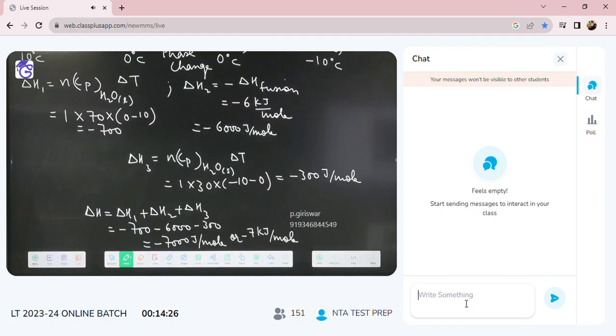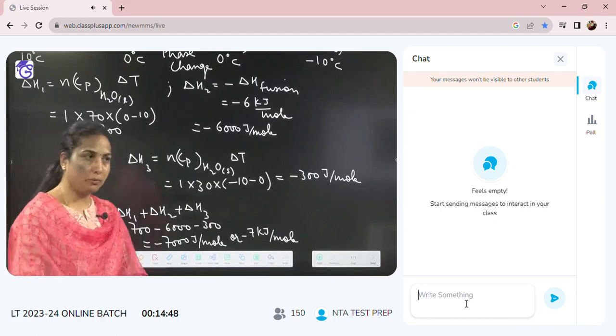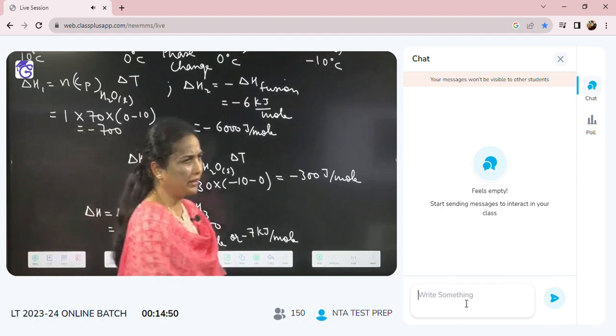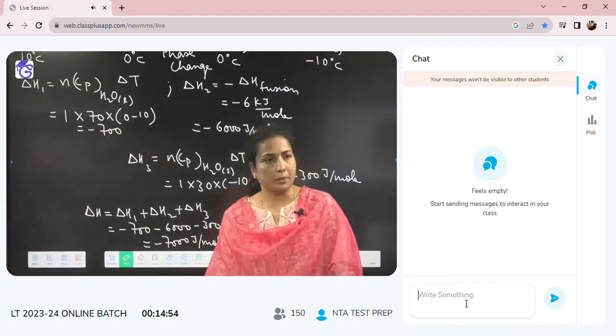Once you are done writing, let me know. Done? And this is one of your NCERT exercise problems itself. The only thing is a little bit of data here and there, but the concept remains the same. Okay.